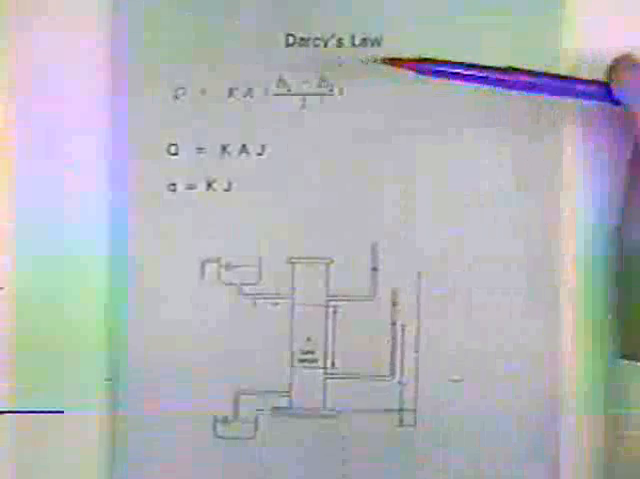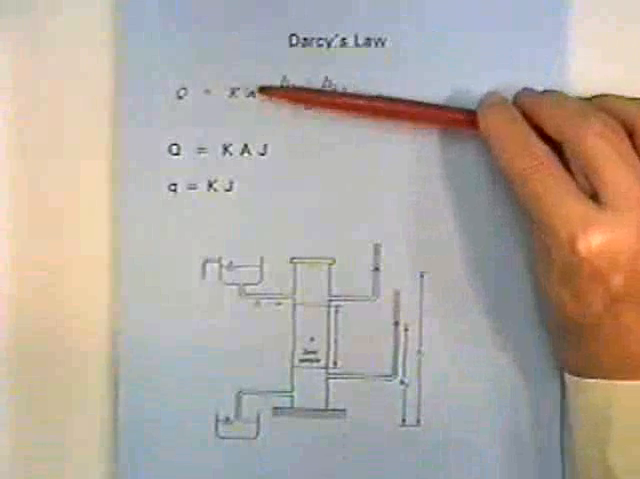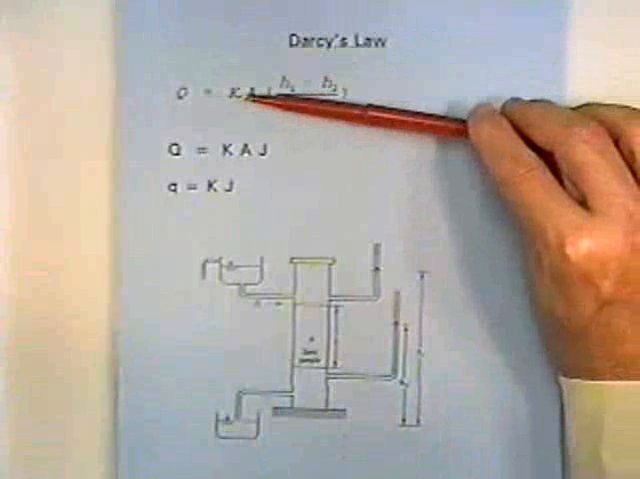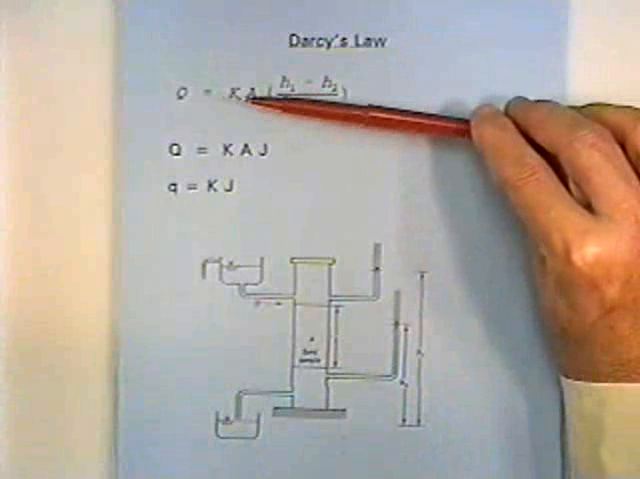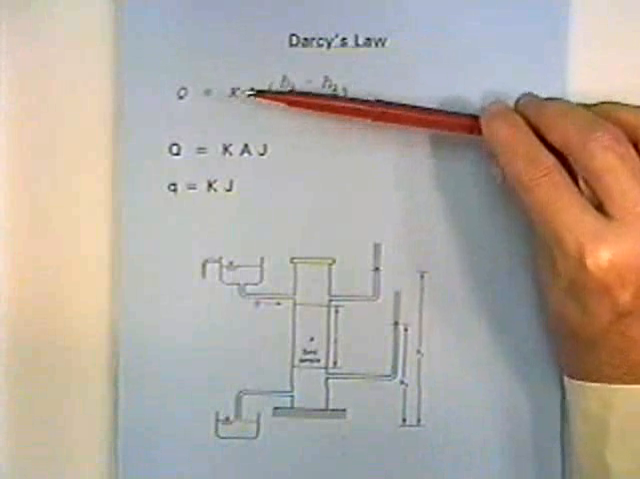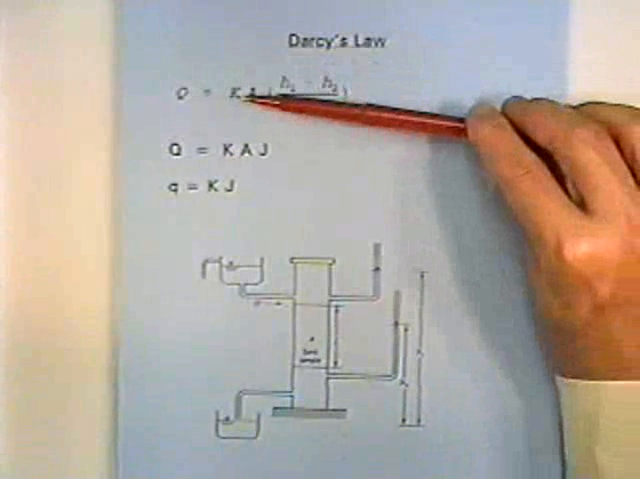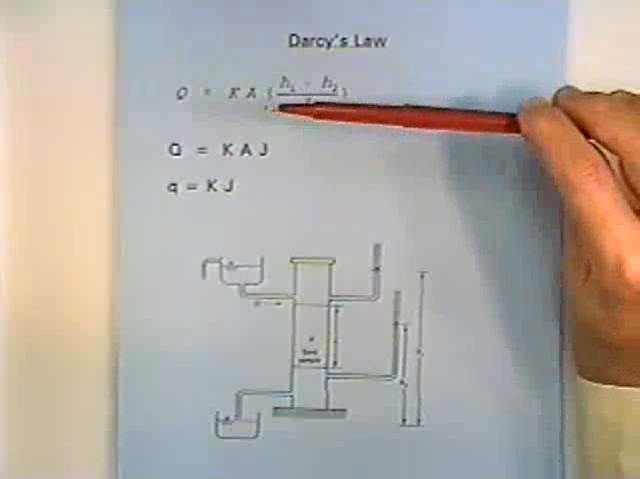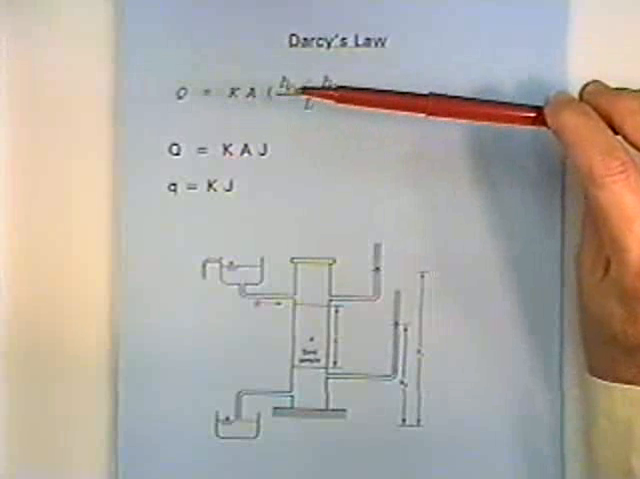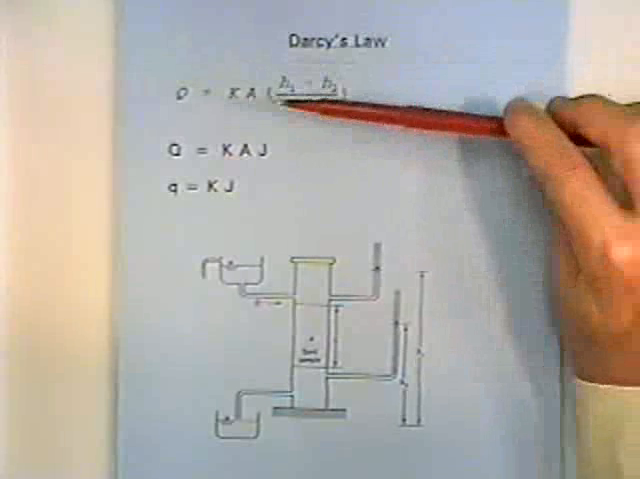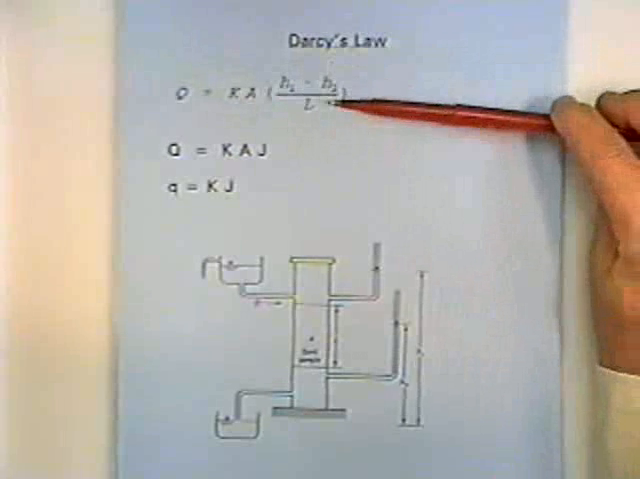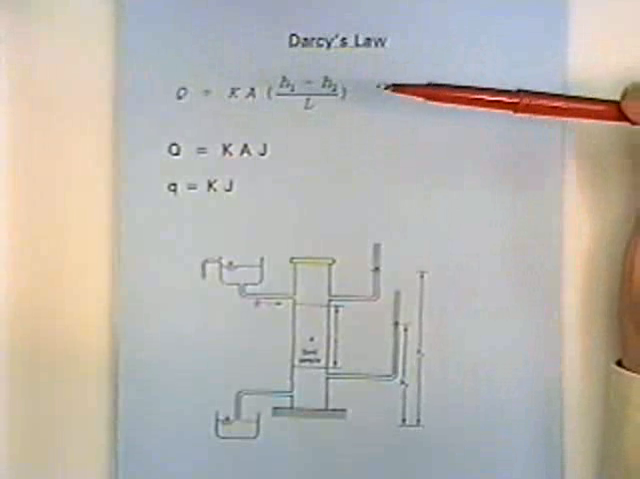The basic equation for flow through porous media is Darcy's law, and it says that the flow rate is equal to some constant of proportionality, the coefficient of permeability. That's a flow rate per unit area per unit hydraulic gradient. So if you take the K, the permeability, and multiply it by the area, and then multiply it by the hydraulic gradient, you get the flow.